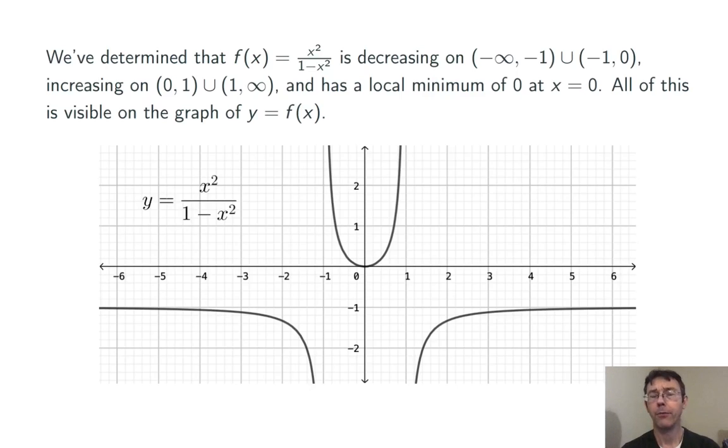Here's the graph of the function that we've been looking at, x squared over 1 minus x squared. It has all the characteristics that we determined on the previous slide. It's decreasing from negative infinity to negative 1 and from negative 1 to 0. It's increasing from 0 to 1 and 1 to infinity, and it has that local minimum at the point 0, comma 0.